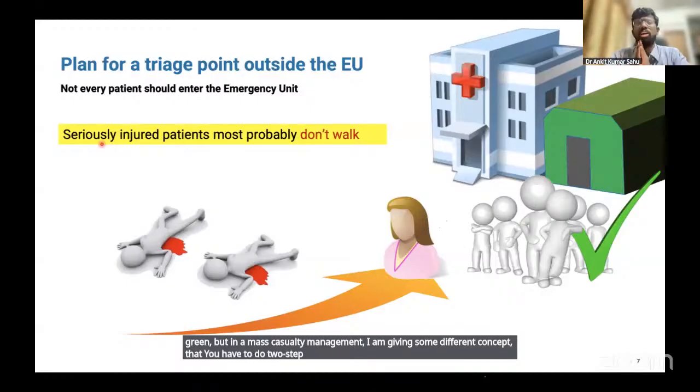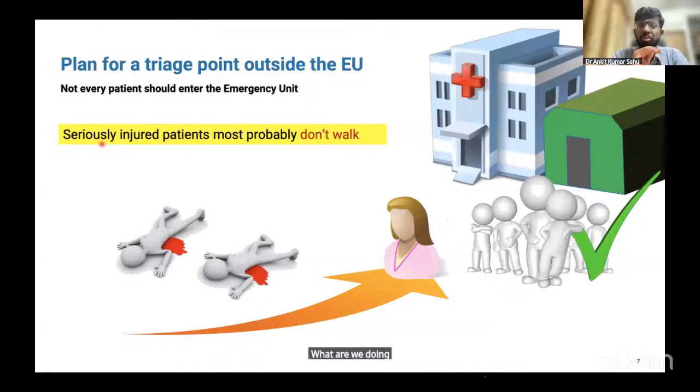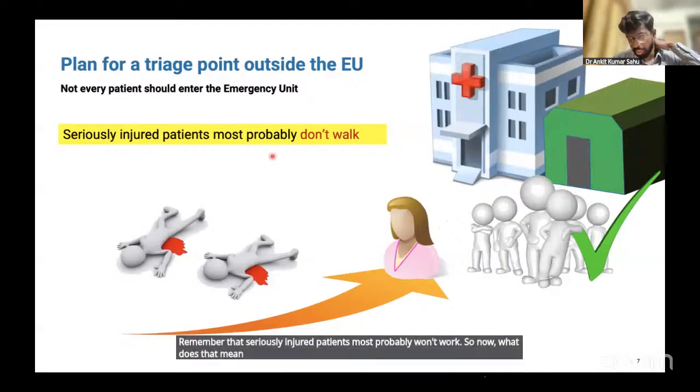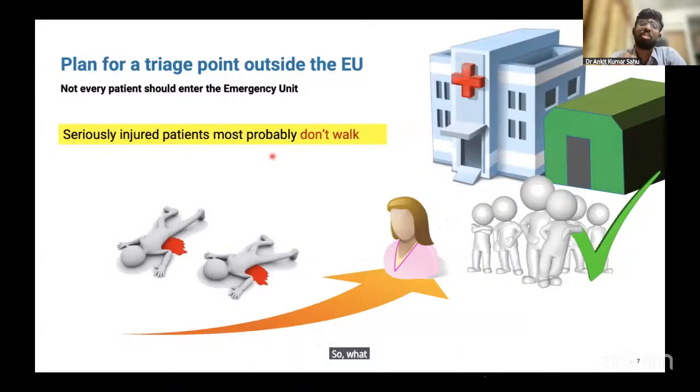So first thing, what are we doing? Before that, you should know what the hypothesis is. Remember that seriously injured patients most probably won't walk. So now what does that mean? Any patient who is coming may be coming walking to the emergency unit, or they may be coming on a stretcher, on a wheelchair, on an ambulance, who cannot walk. So what is the most important?